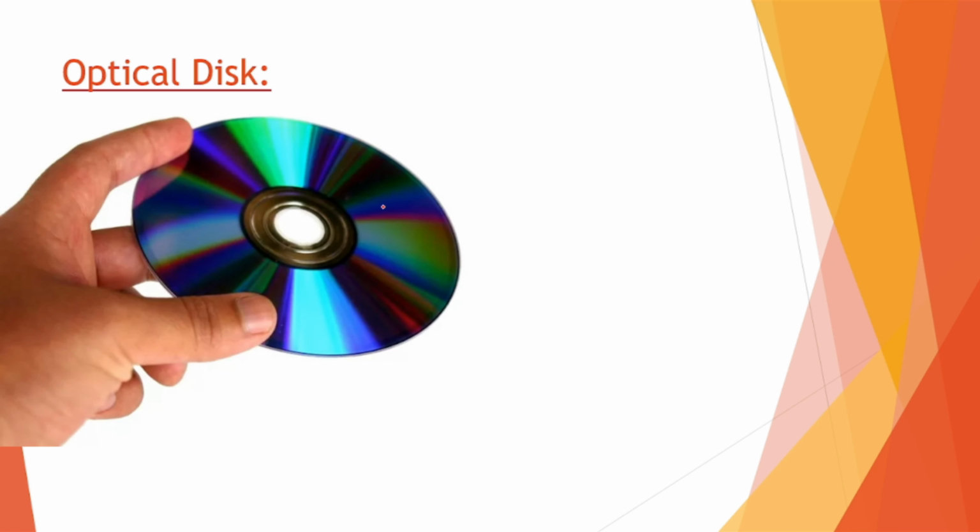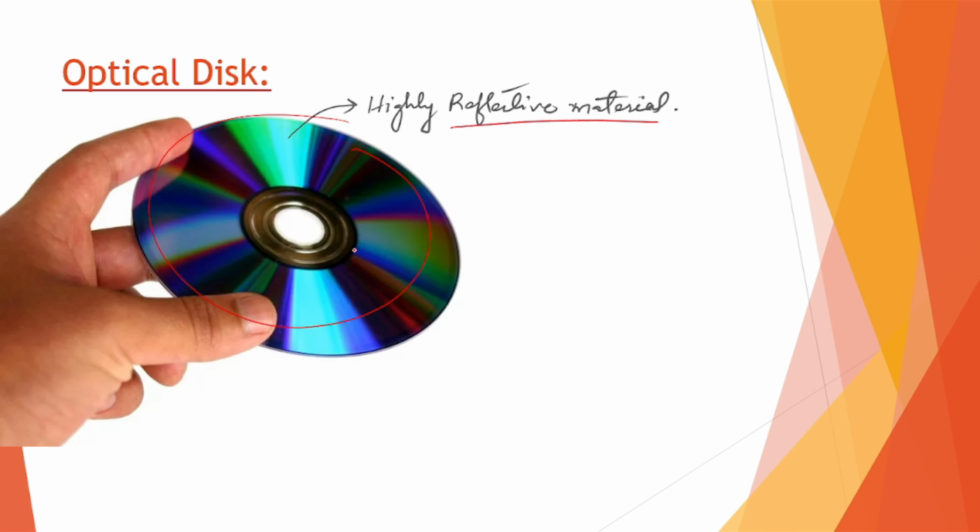What are these optical disks, what is their functionality, how can we read and write data into them, and so on. An optical disk storage system consists of a metallic, or we can say a plastic disk coated with highly reflective material. First of all, I will show you what an optical disk looks like. This is an optical disk, this circular thing, and it usually consists of a metallic or plastic disk highly coated with reflective material.